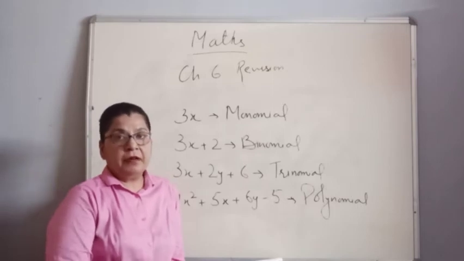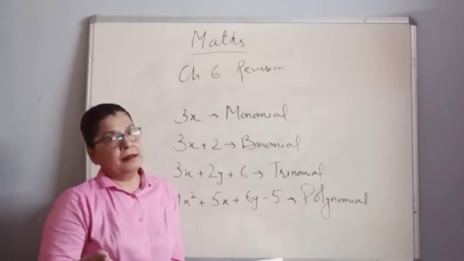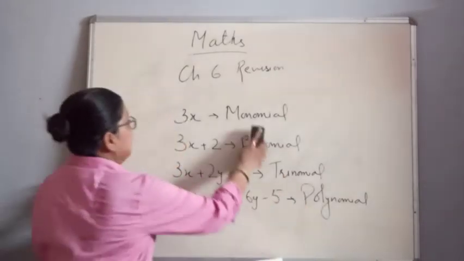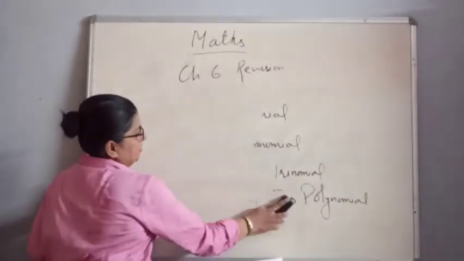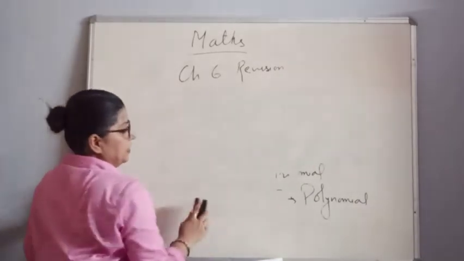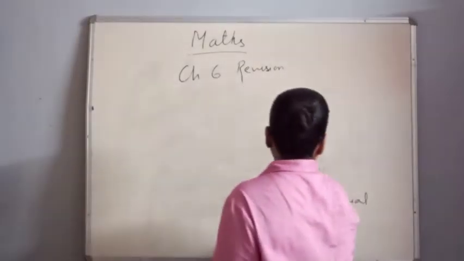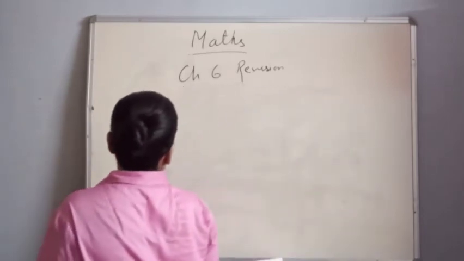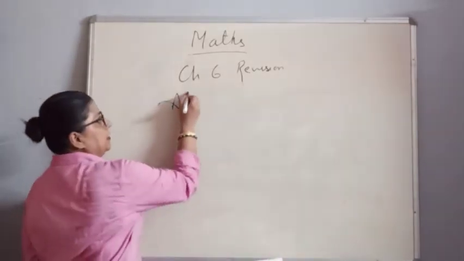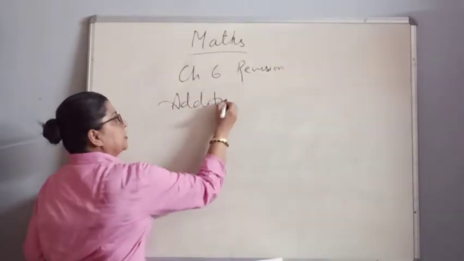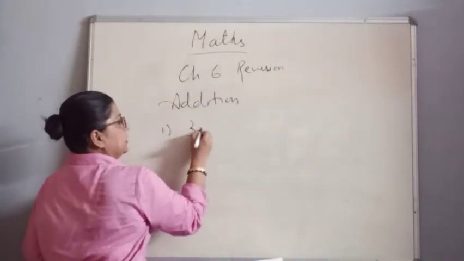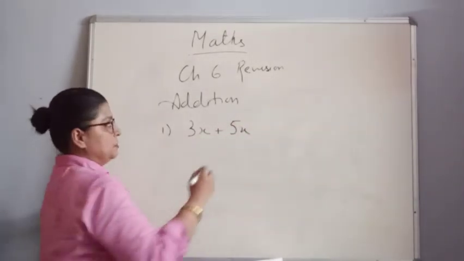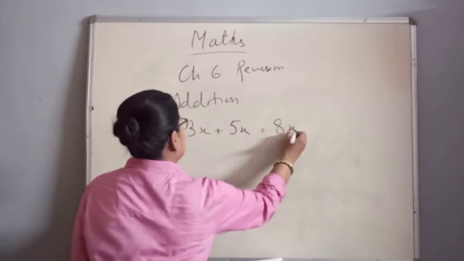And terms are separated by a plus or minus sign. Then we have addition and subtraction. Addition and subtraction of expressions can be carried out only in like terms. Like addition: 3x plus 5x. Both are like terms, so we can have 8x.